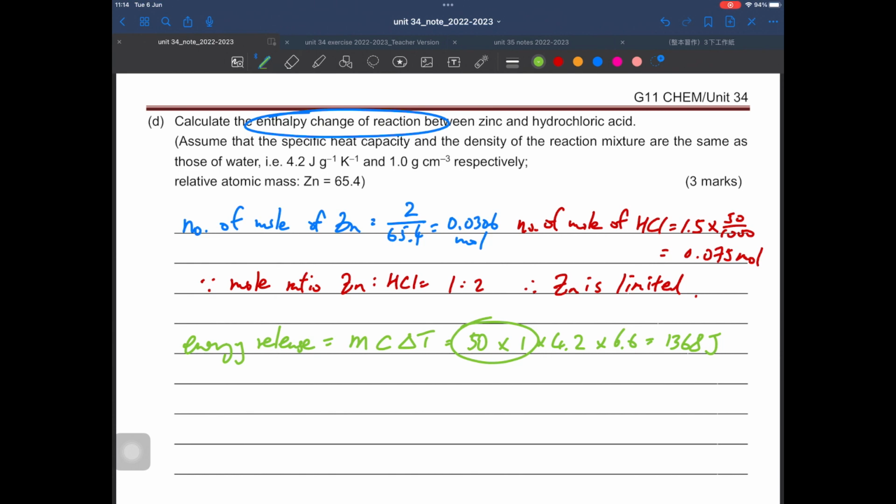With 1,300 something joules, we consider the energy released per mole of zinc, because according to the equation, 1 mole of zinc will be involved. The equation is like this. And you can notice that there is a negative sign to illustrate this is an exothermic reaction. And our final answer will be minus 45.3 kilojoule per mole.